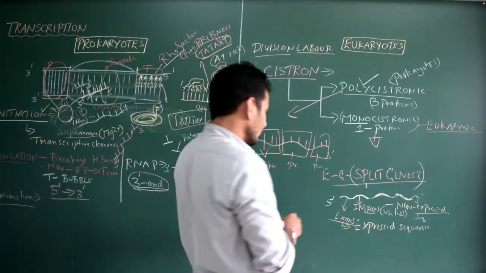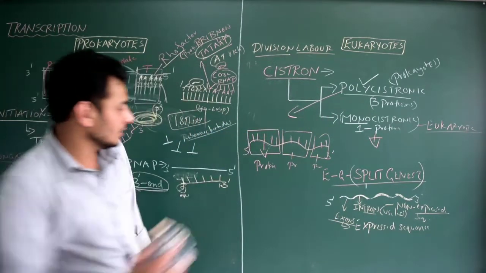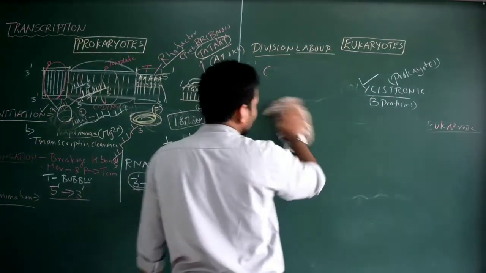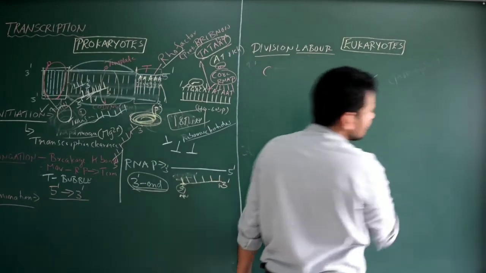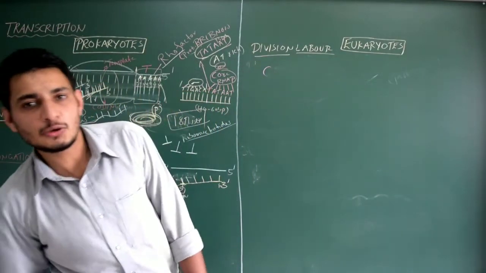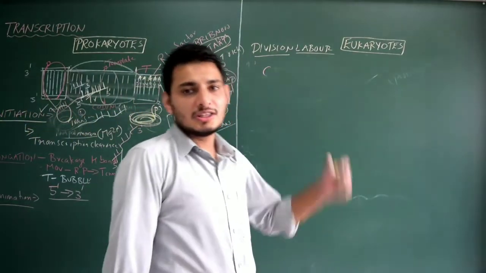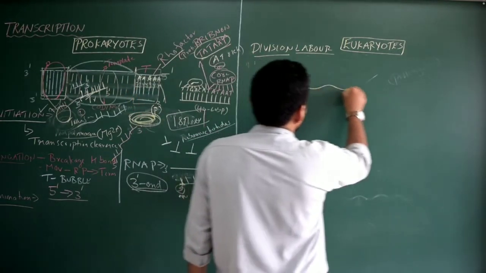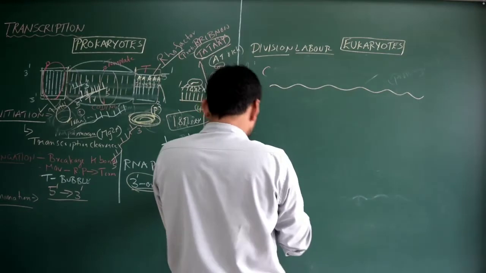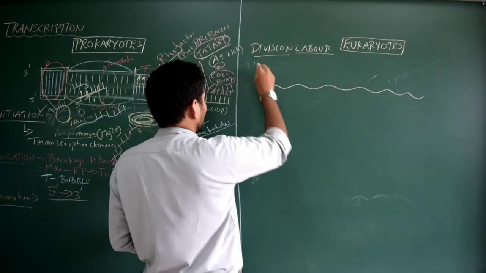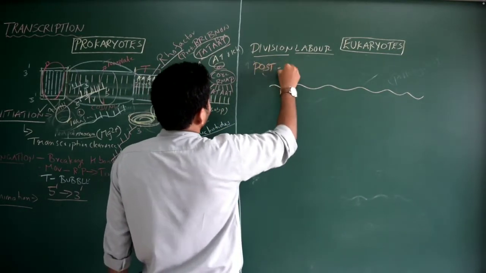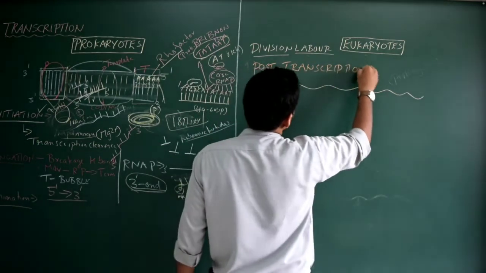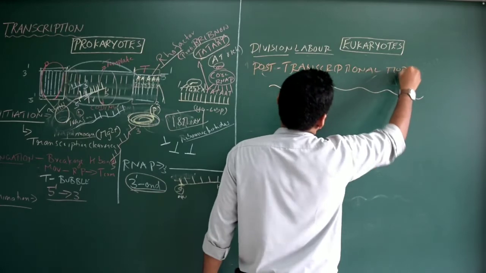So for example, let me just erase this. Hope you understood what is a split gene. A split gene is nothing but a type of monocistronic gene which contains exons and introns at regular intervals on the produced mRNA. Okay, so here, let me just write the heading also for it. Post-transcriptional modification.